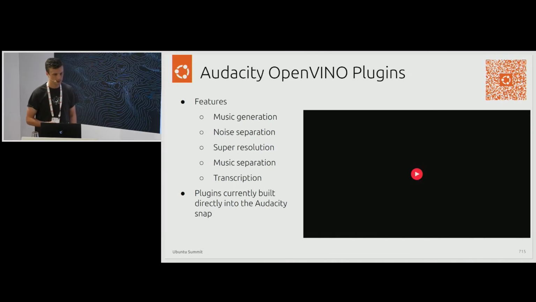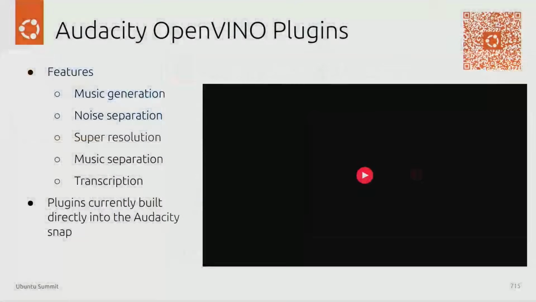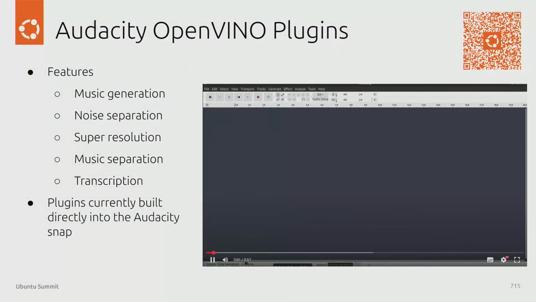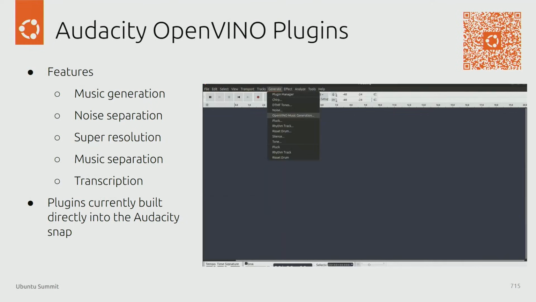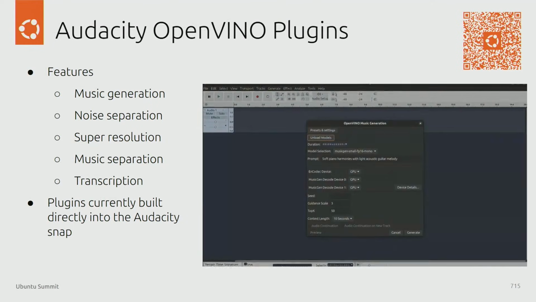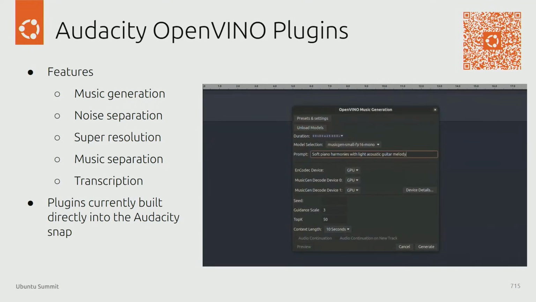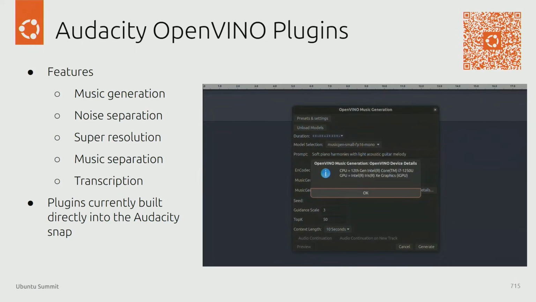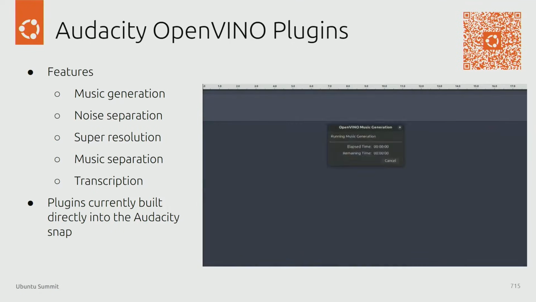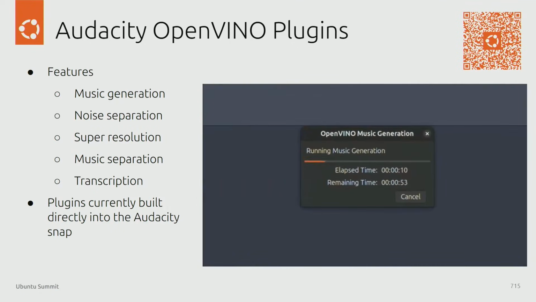Okay, the second, this is my demo slide of Audacity. Okay, great. There will be some audio, but it'll take a minute. So Audacity is for audio editing, and the plugins from OpenVINO provide features for music generation, noise separation, super resolution, music separation, and transcription. And so here I'm demonstrating this on my laptop, which in my case just contains a GPU and doesn't have an NPU. And I'm going to run this music generation plugin, which takes about a minute or so to generate 30 seconds worth of music.